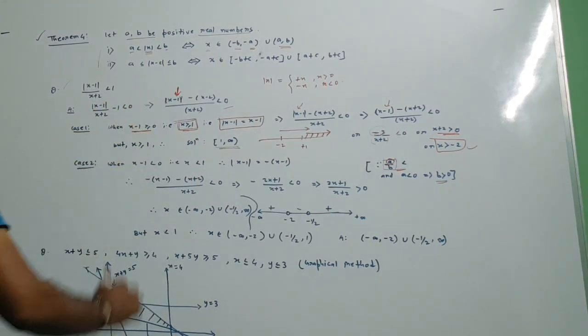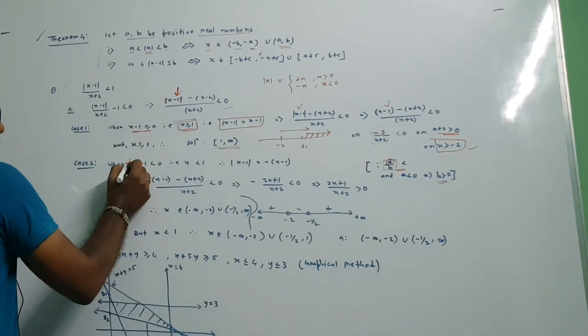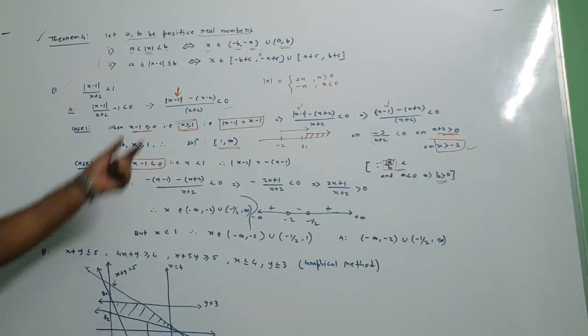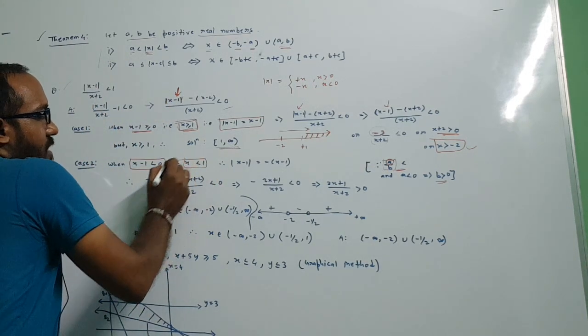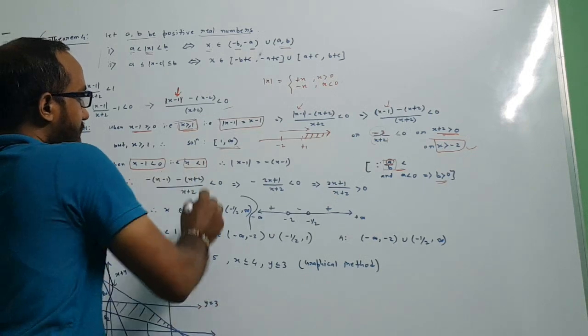Now let us say case 2. What would be case 2? Case 2 is when x minus 1 is less than 0, that is, inside the mod the thing is less than 0. If it is less than 0, x is less than 1. If x is less than 1, that means take any value.